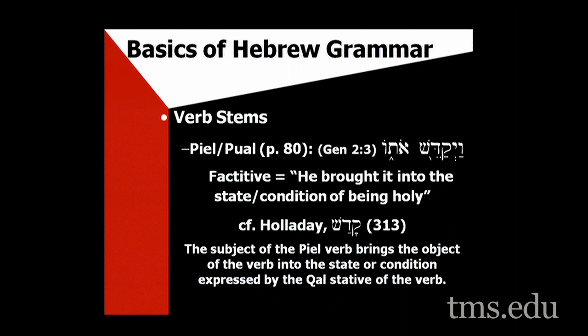Therefore, if it's stative in the qal, in the piel it's going to be factitive. So the subject will bring the object into the state or condition described by the qal stative. Okay? Gadol, he was great. To be great. When you put that in a piel form, that becomes he will make great. He will bring that person or object into the condition or state of being great. That's what we mean by factitive. It is really a form of causative, to make someone great, to make someone holy.